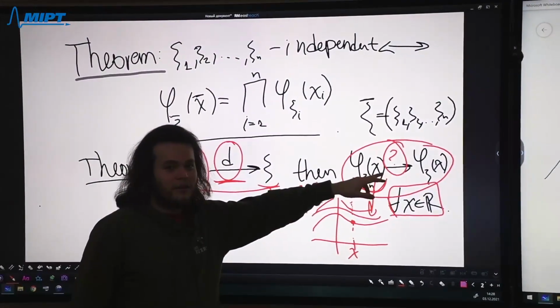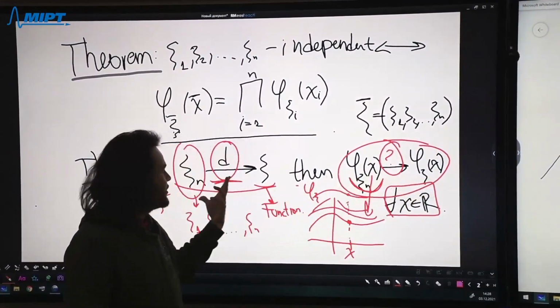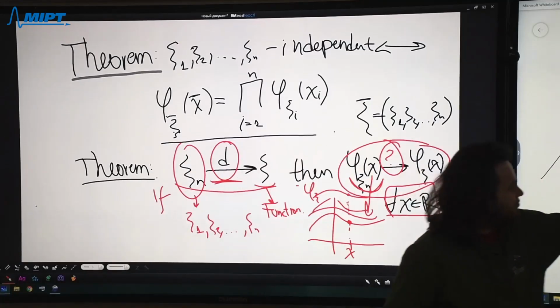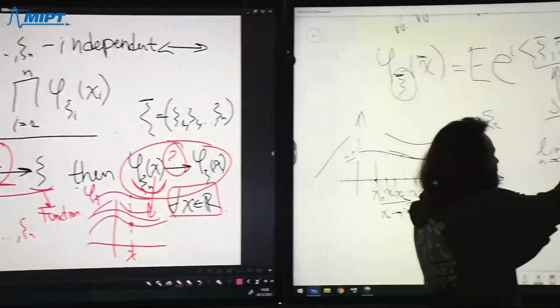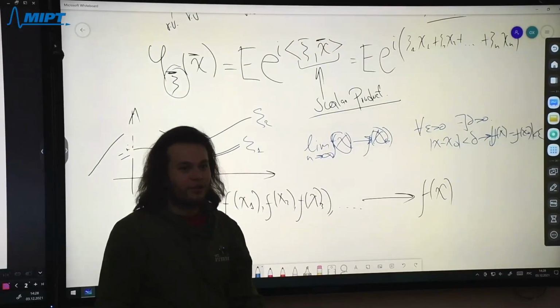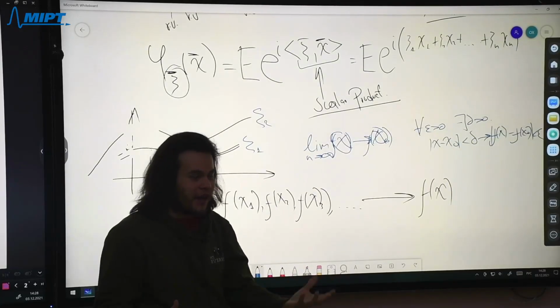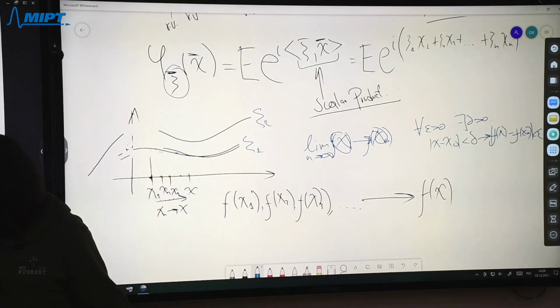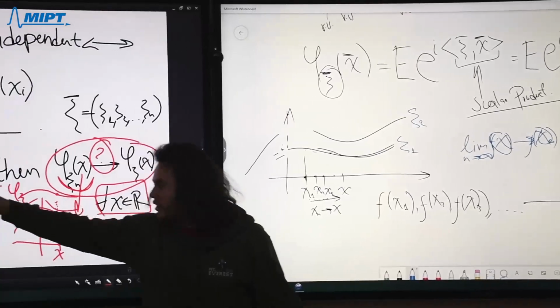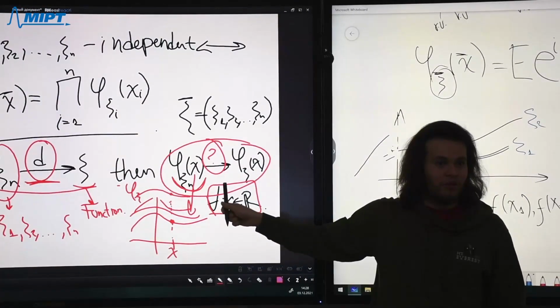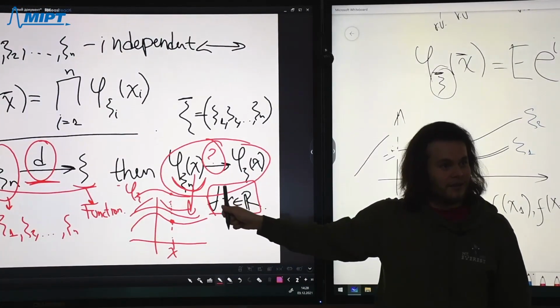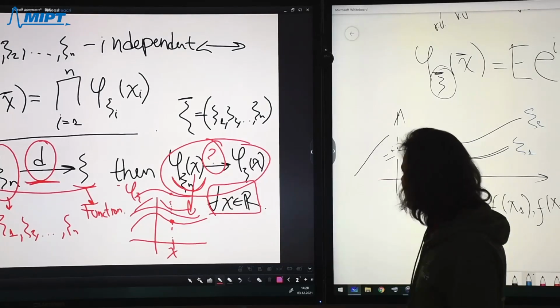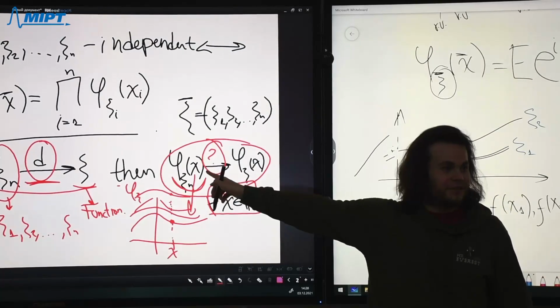Okay? But this doesn't apply for this case because we are talking about points here, right? So the convergence is different. Again, in this one we have convergence of functions. In this one we have convergence of points. Okay? I hope it's clear. That's why we don't have to write anything.